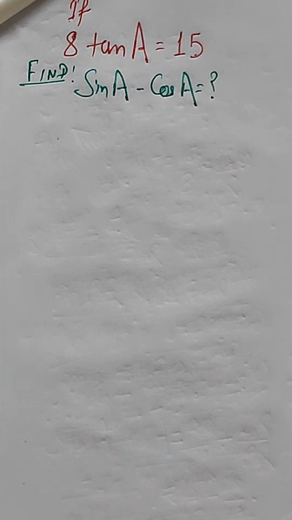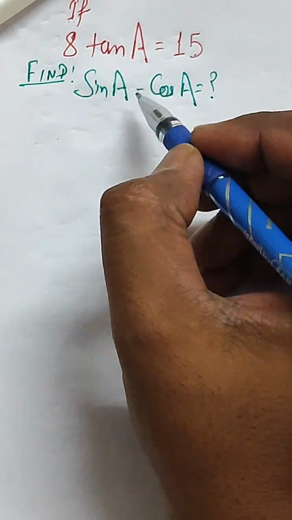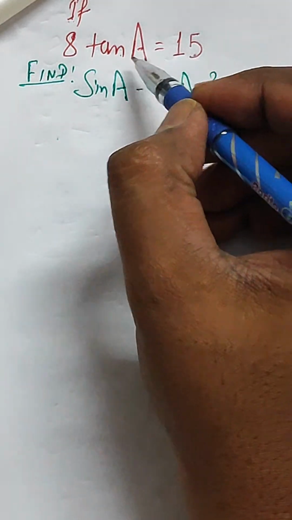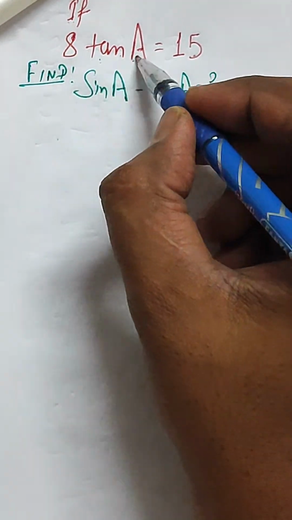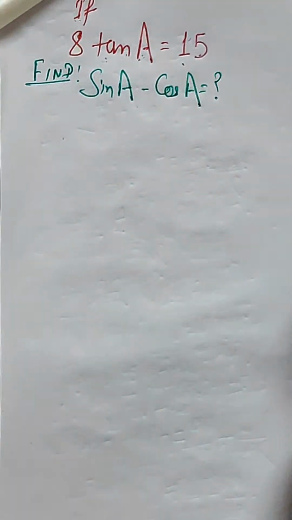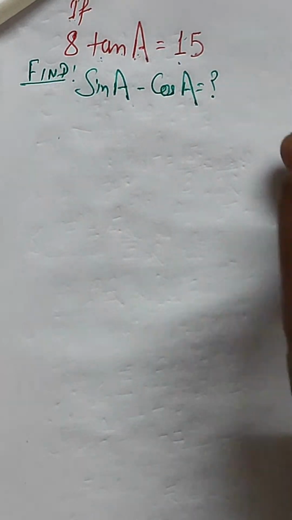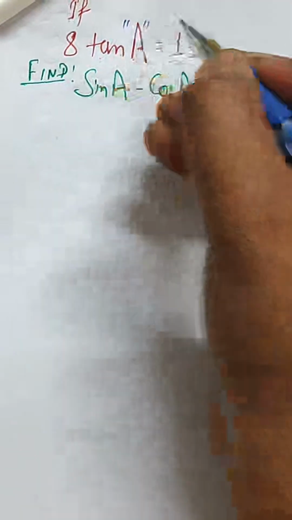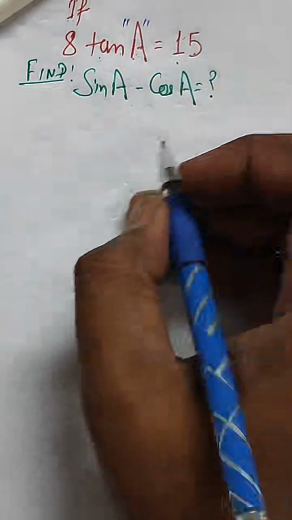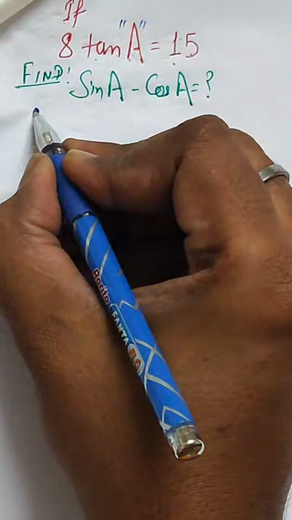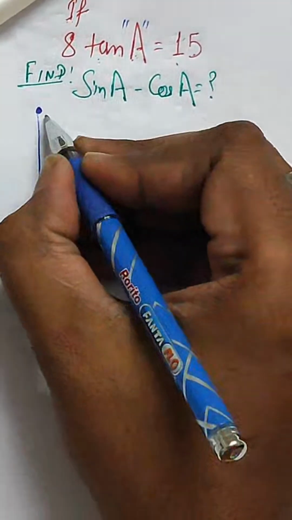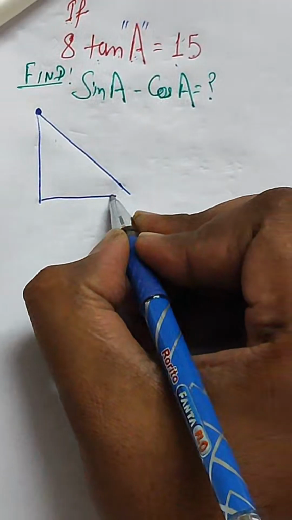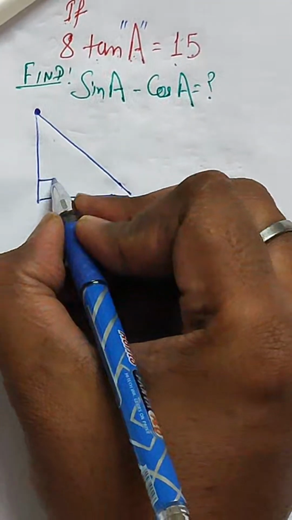To solve such questions, you simply understand what's asked and what is given. Here it's given that the value of tan A is 15 by 8. That can be seen from here, right? So we can say this A is the angle formed in a right angle triangle, because trigonometrical ratios are taken for a right angle triangle only.